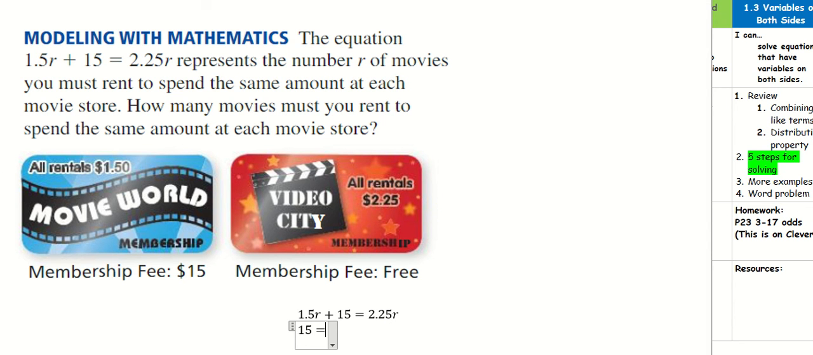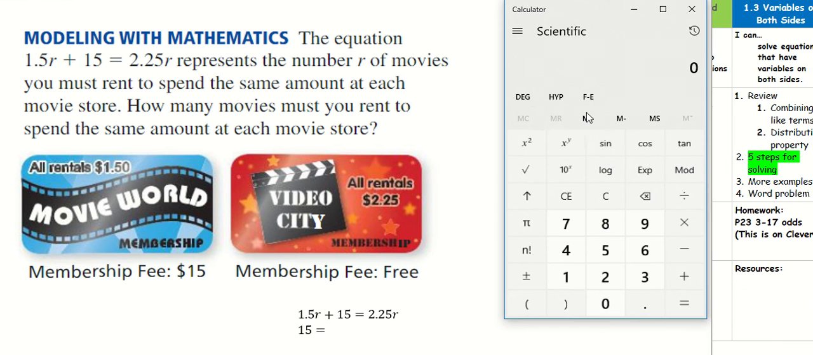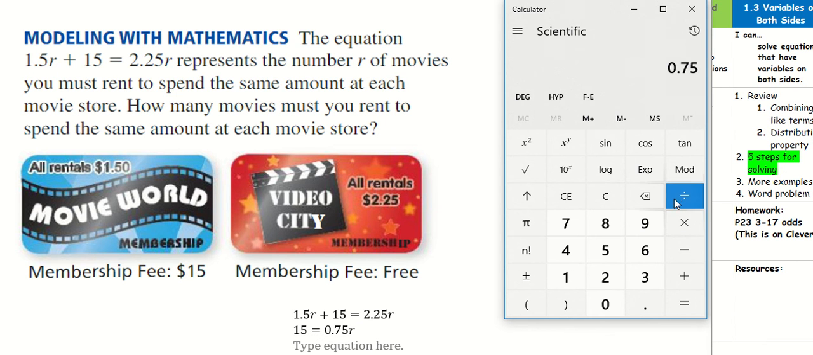2.25 minus 1.5. Let's make sure we do that right. So I'm going to grab the calculator so I know for sure that I'm doing it right, especially when I'm dealing with decimals. 2.25 minus 1.5 equals 0.75. Okay, so 0.75r. Now I'm going to divide both sides by 0.75. 15 divided by 0.75 gives me 20.